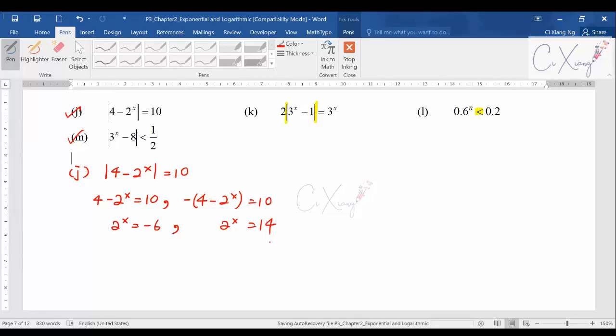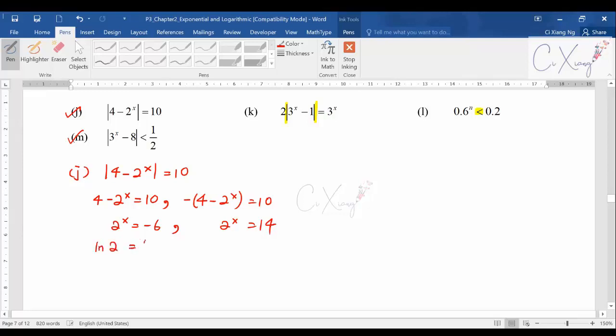Alright, so after that, how can you solve it? If you want to take ln both sides here, and you try to press the calculator for ln negative 6, you will see that this is actually a math error. Therefore you ignore this whole part, no solution for this part.